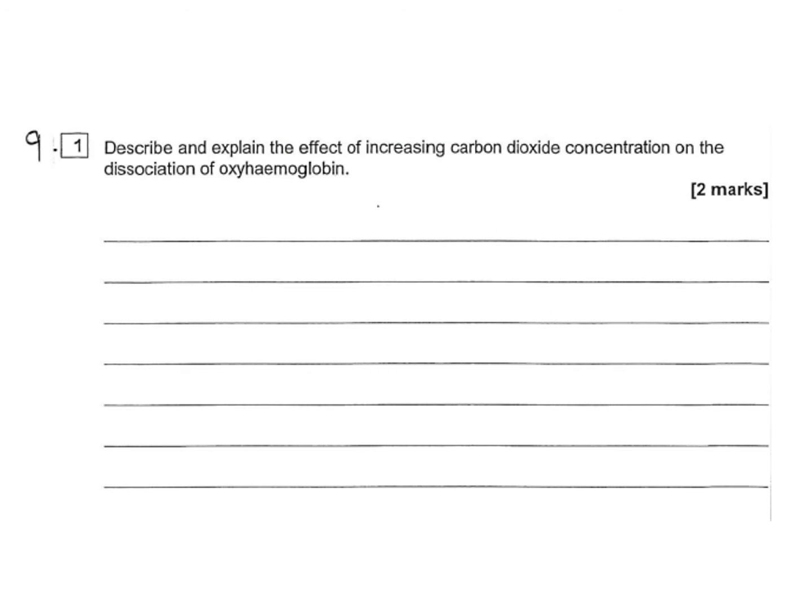Okay, 9.1, describe and explain the effect of increasing carbon dioxide concentration on the dissociation of oxyhemoglobin. So this is what we call the Bohr shift. So imagine you have the typical sigmoidal shape graph. On the x-axis, you've got the partial pressure of oxygen. That just means the concentration of oxygen in a mixture of different gases. And on the left, you've got the percentage saturation of hemoglobin with oxygen.